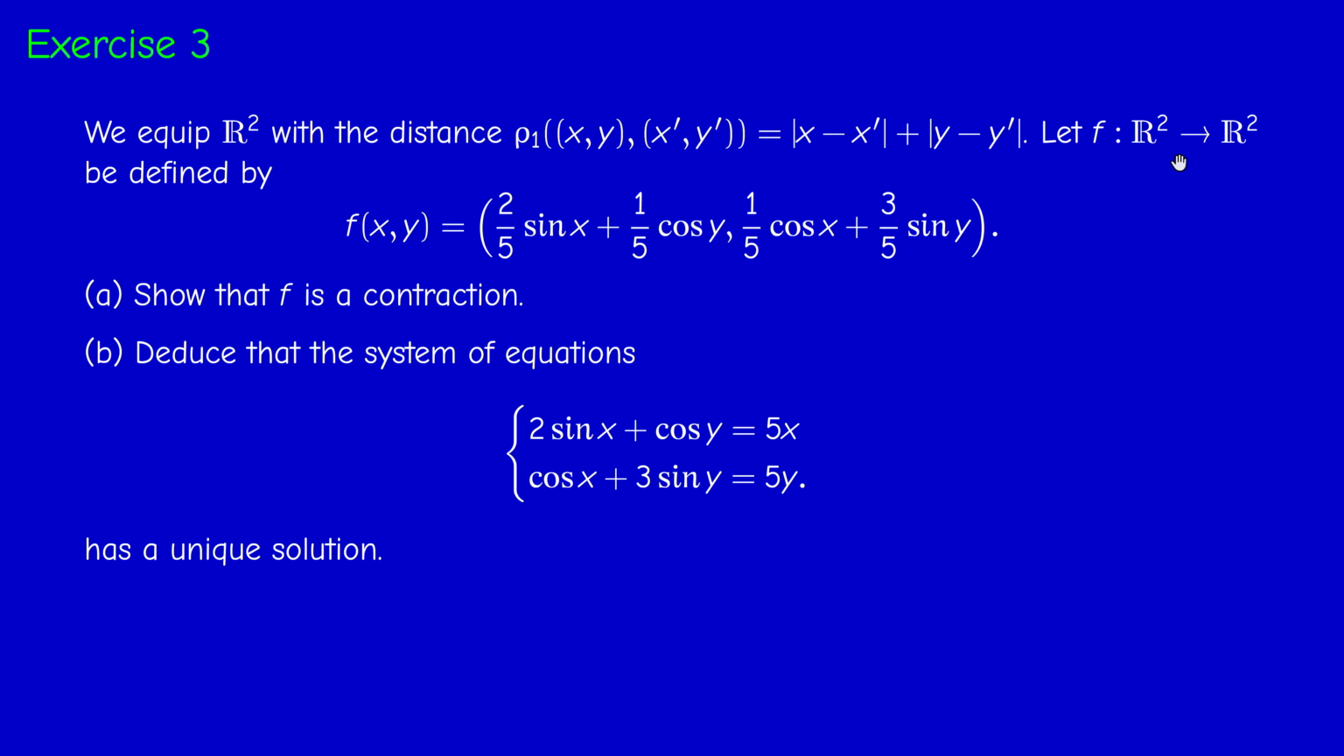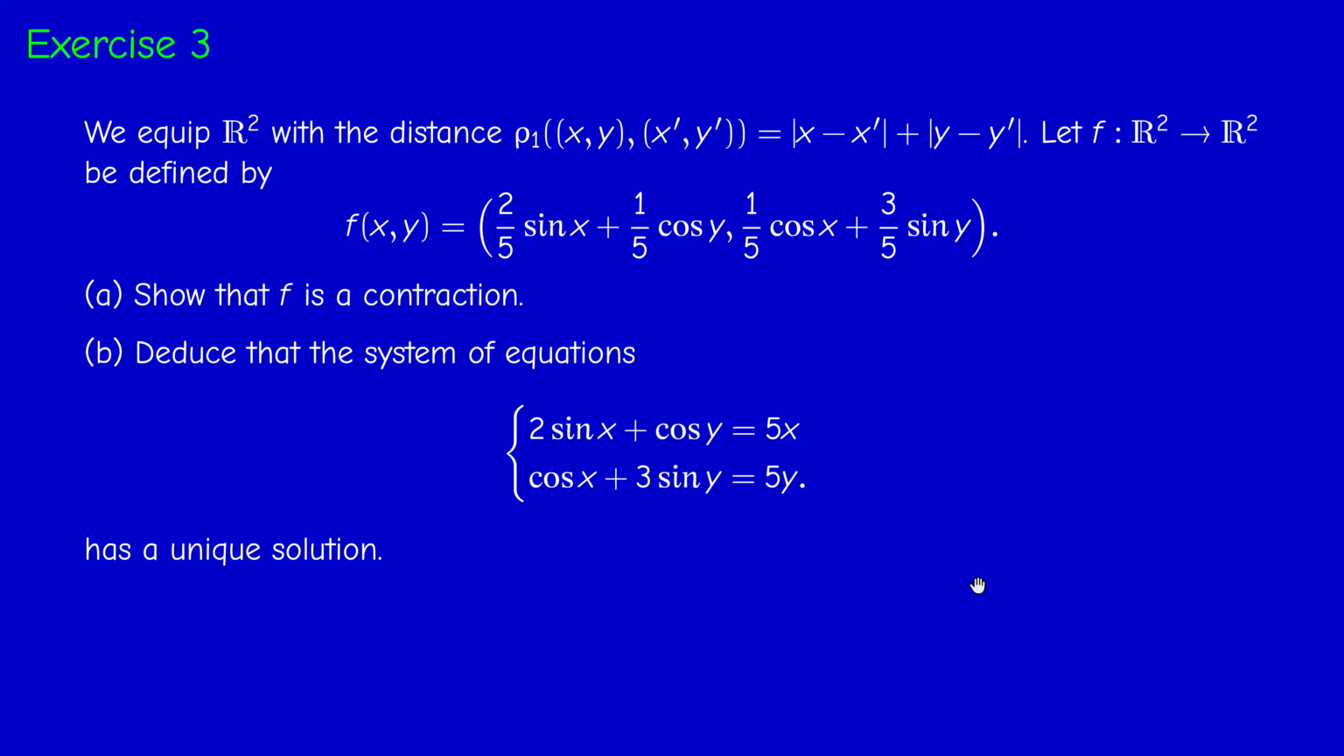So we consider the vector field from R2 to R2 given by these equations. f is a function of two real variables, x and y, and has two components. The first component is 2/5 sine x plus 1/5 cosine y. The second component is 1/5 cosine x plus 3/5 sine y. We have to show that f is a contraction and then deduce that this nonlinear system of two equations and two unknowns has a unique solution x, y.